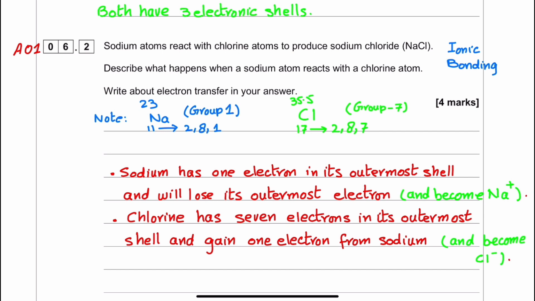Sodium has 1 electron in its outermost shell and will lose its outermost electron and become sodium ion Na+. The student will get 1 mark here and 1 mark for mentioning the positive ion. Chlorine has 7 electrons in its outermost shell because it belongs to group number 7. Sodium loses 1 electron and chlorine is ready to take 1 electron from sodium and become Cl negative. So 1 mark is here and 1 mark for the chloride ion.